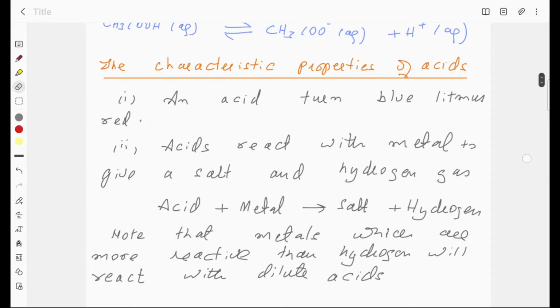Characteristic properties of acids. All acids turn blue litmus red. It's a characteristic property. Acids react with metals to give a salt and hydrogen gas. The metal should be more reactive than hydrogen, or should be above hydrogen in the reactivity series. For example, copper is less reactive than hydrogen. It will not react with any dilute acid.